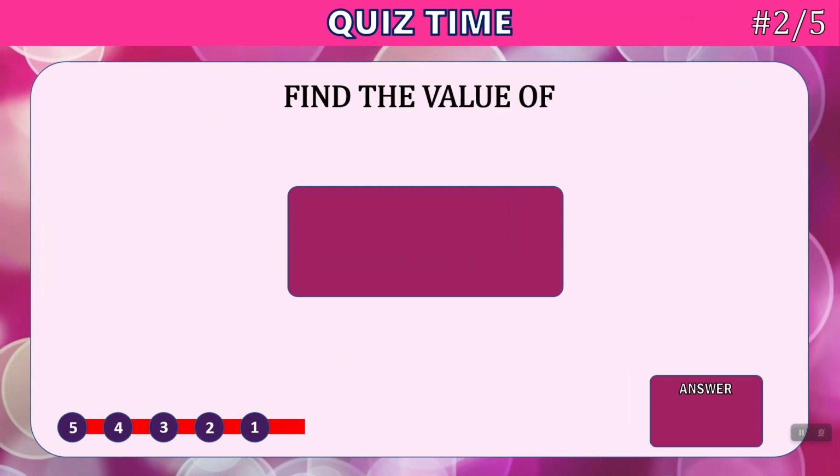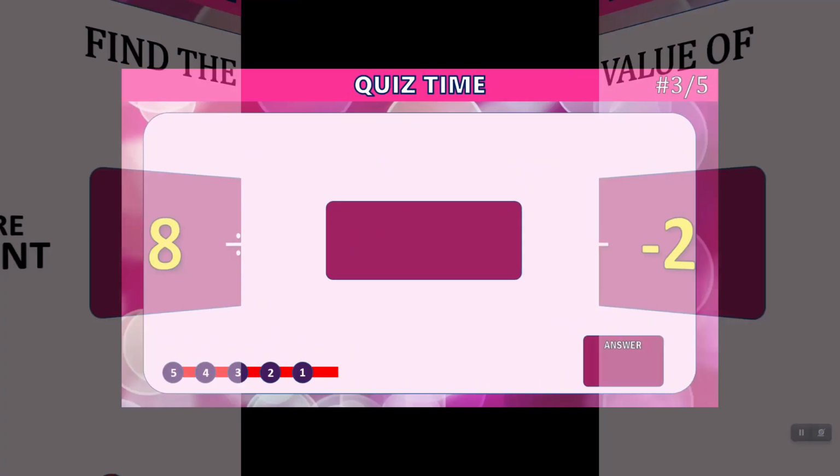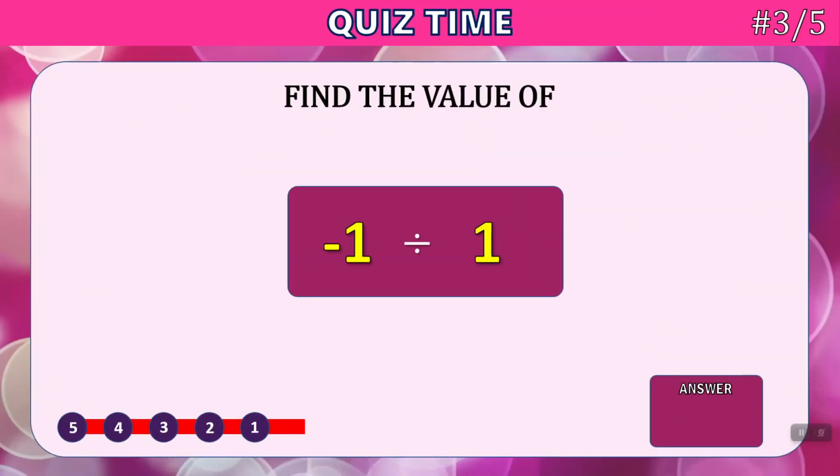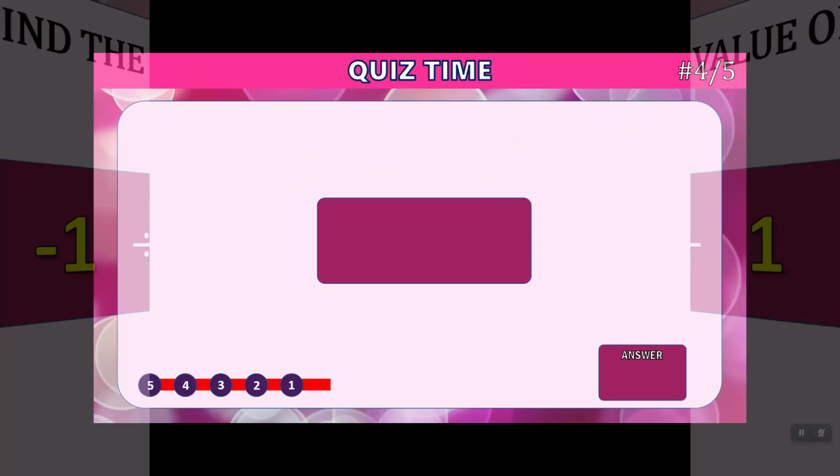Question 2. Find the value of 8 divided by -2. Time's up. 8 divided by 2 is 4, but it's a -4 because the signs are different. When the signs are different, we know the answer will be negative. Question 3. Find the value of -1 divided by 1. Time's up. The answer is -1. The signs are different again, so the answer is negative. The answer is -1.